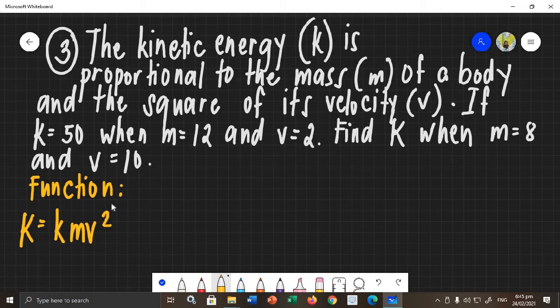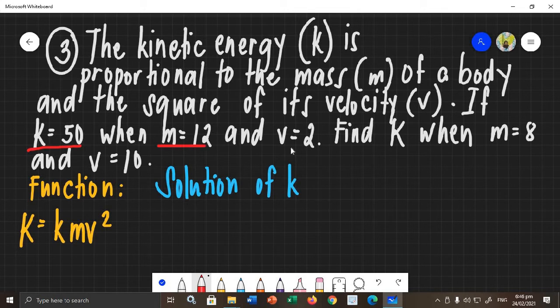And then, as you can see here in the problem, wala tayong value ng constant, which is the small k, no? What we need to do is to find the value of the constant. So, solution of k, we need to use the first values of the capital K, M, and then V for us to find the value of k, which is your constant. Okay?